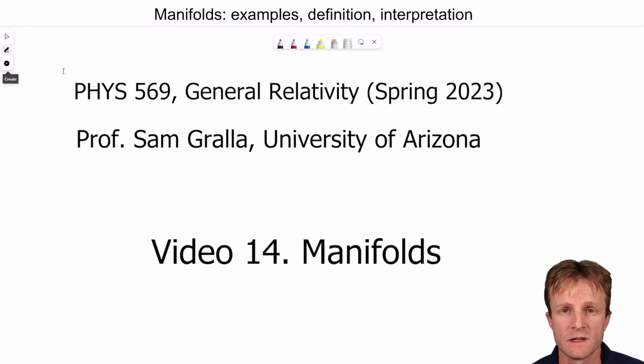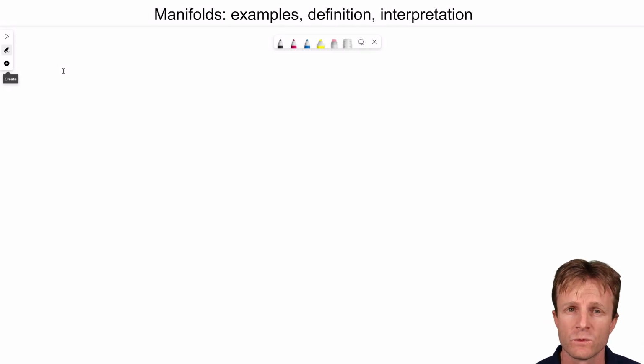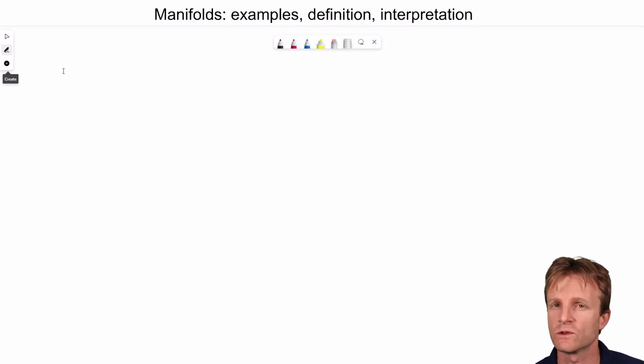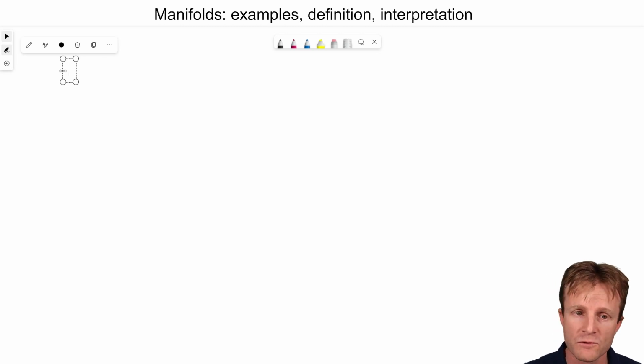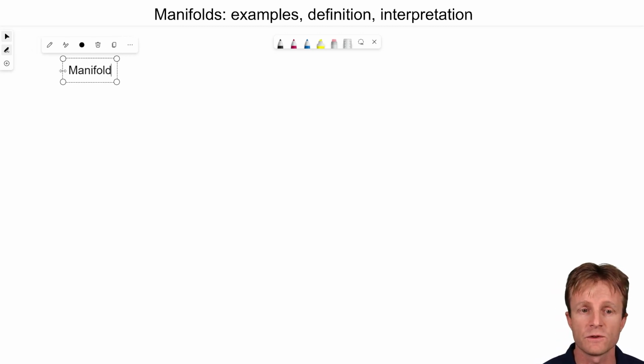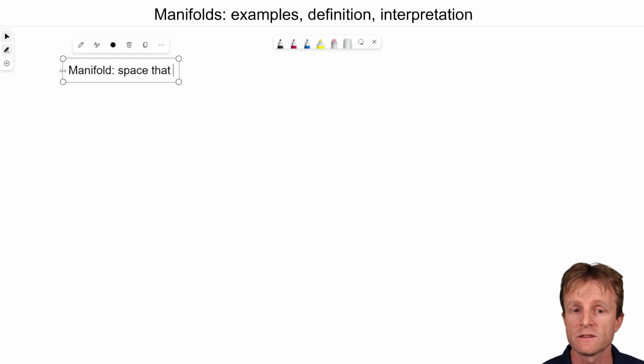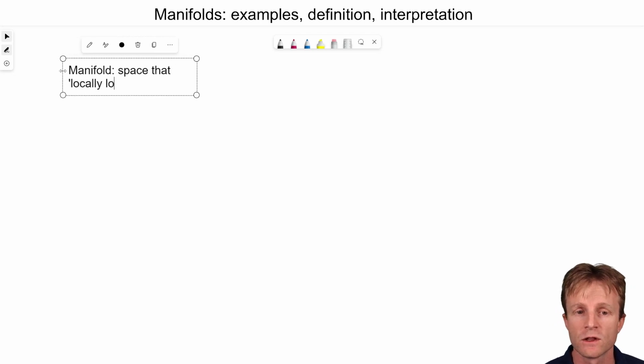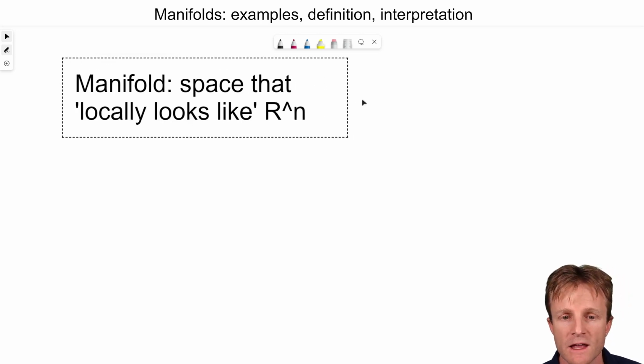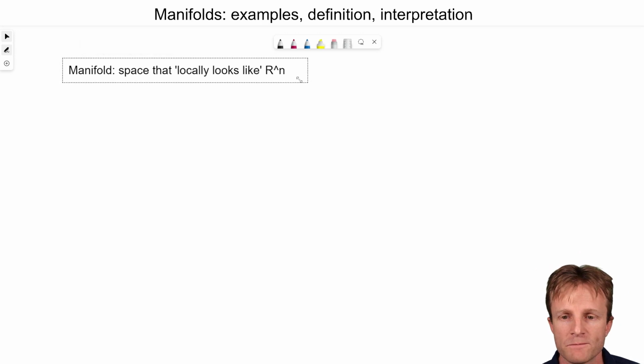In special relativity, our space was R4 with coordinates t, x, y, z. For general relativity, we're going to need a space that reduces locally to R4 so that general relativity can reduce locally to special relativity. This is provided by the notion of a manifold. A manifold is a space that locally looks like R4, or more generally, Rn for an n-dimensional manifold.